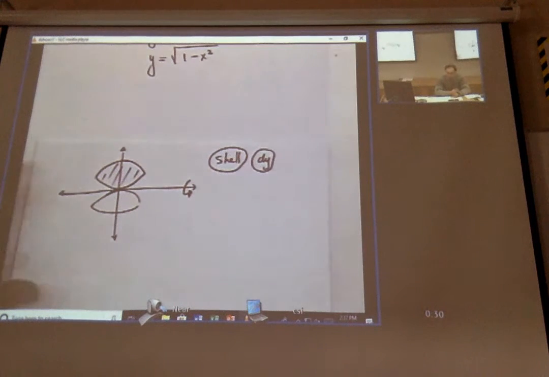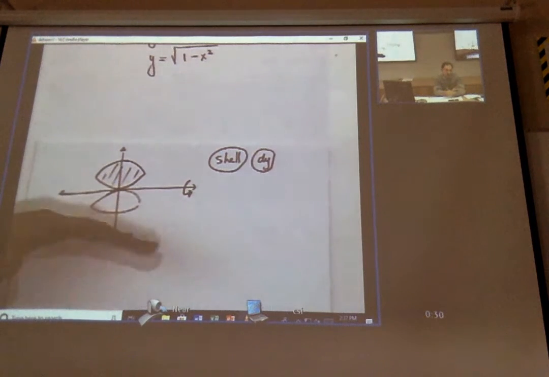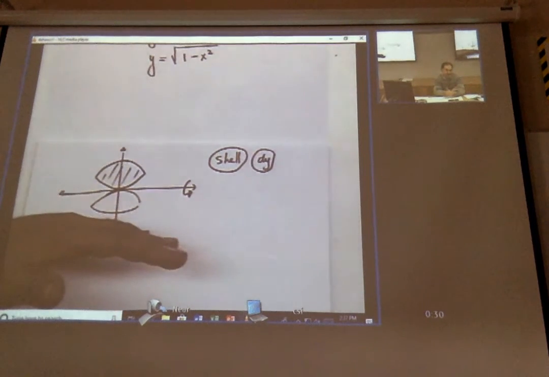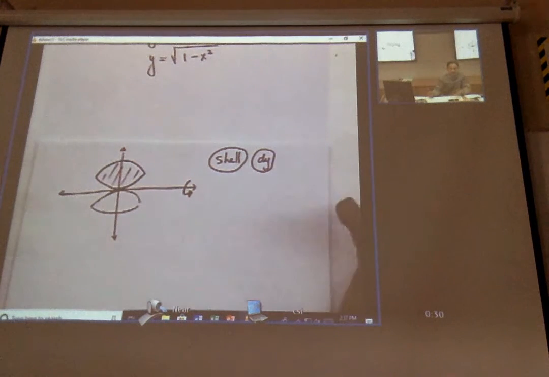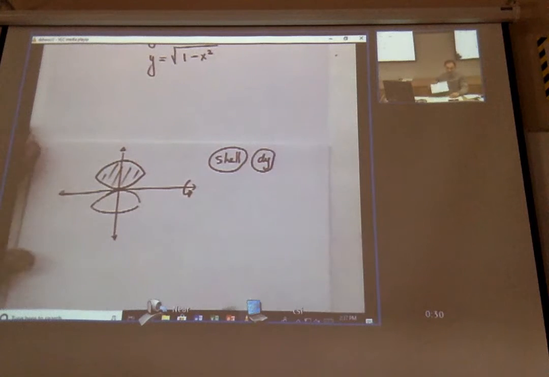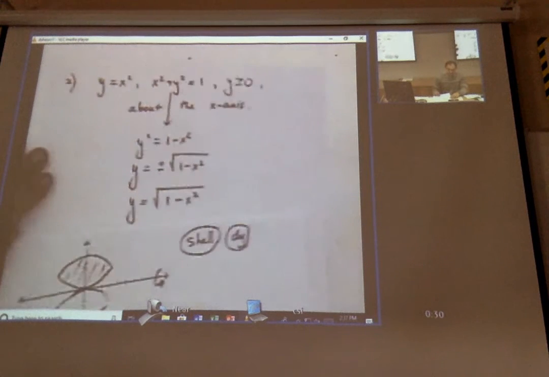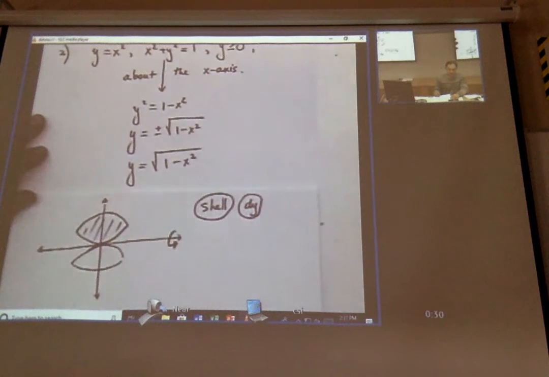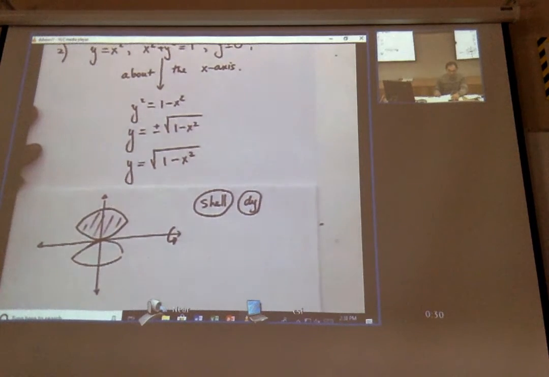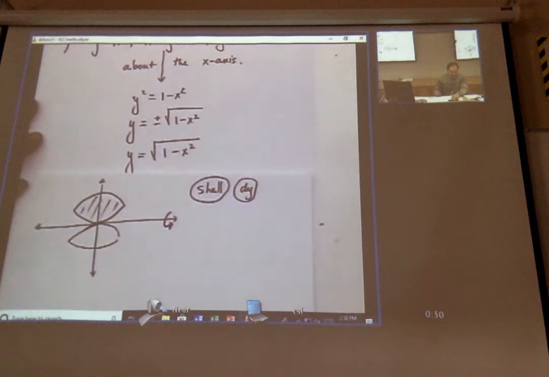And again, why do we have dy? Because, as we said before, you're rotating parallel to the x-axis. We're actually above the x-axis, right? So for washer, it's dx. For shell, it's dy. Now, what that implies is that every function that you have here must be solved for what? Must be solved for x, right? So let's take a look and see what we have.